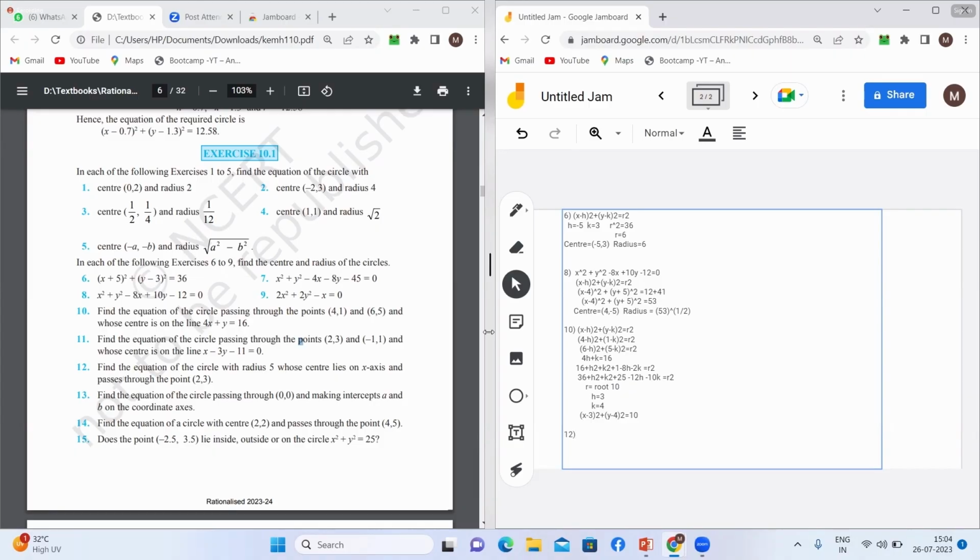Just they have changed the values. Instead of (4, 1), they have taken (2, 3). Instead of (6, 5), they have taken (-1, 1). And on the equation 4x + y = 16, they have taken x - 3y = 11. So it is the same question as question number 10. If you have understood question number 10, you can easily do question number 11. So let me move ahead with question number 12.